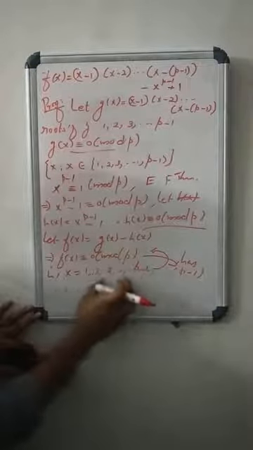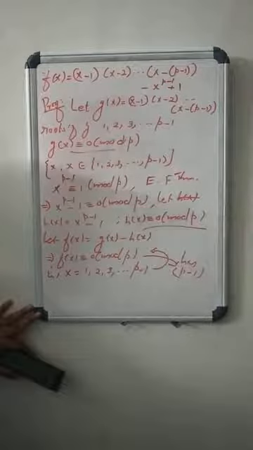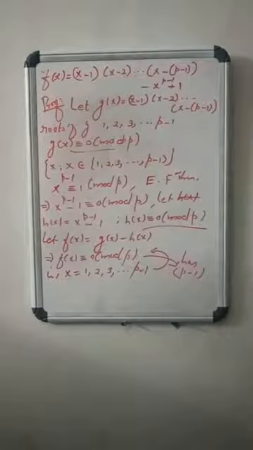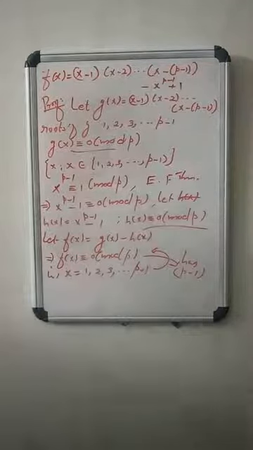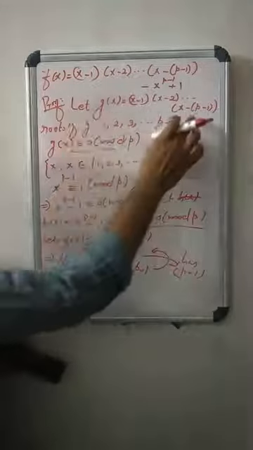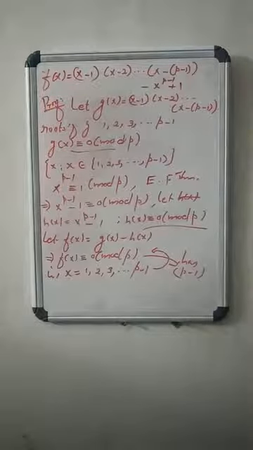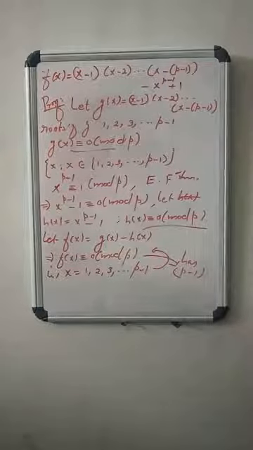That means x equals 1, 2, 3, etc. to p minus 1 satisfies this linear congruence f of x congruent to 0 mod p. Okay, so f of x congruent to 0 mod p has p minus 1 solutions. But what is f of x? f of x is a polynomial of degree p minus 2. Hence, by the theorem, each coefficient of f of x must be divisible by p.